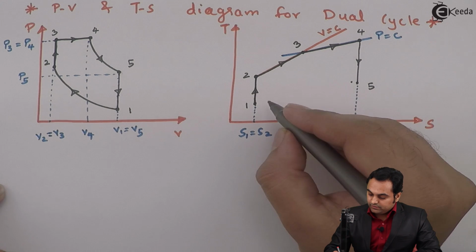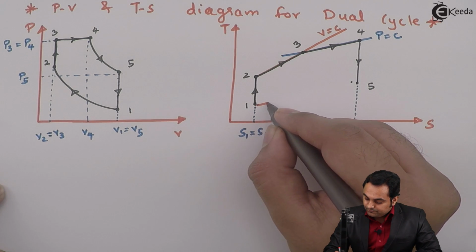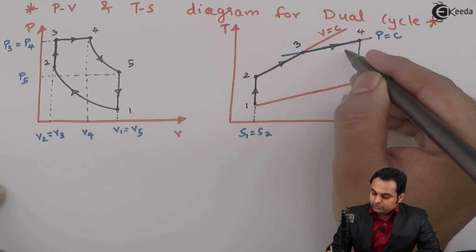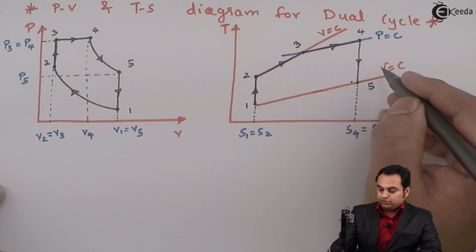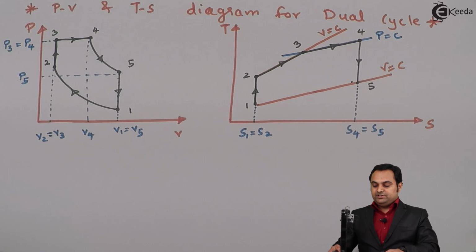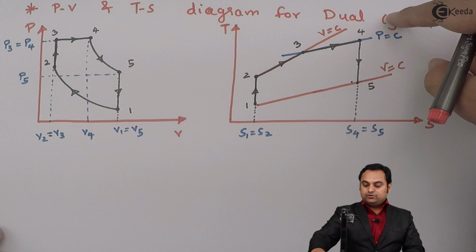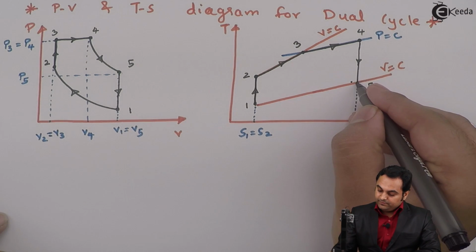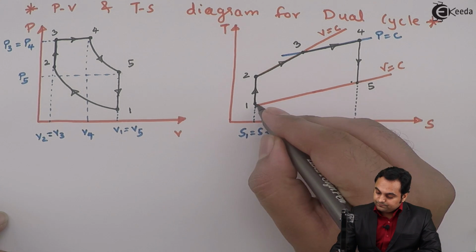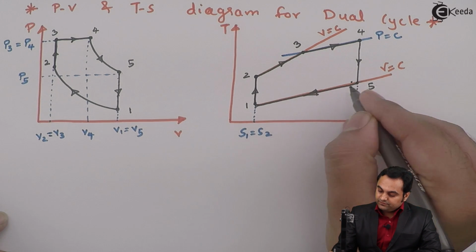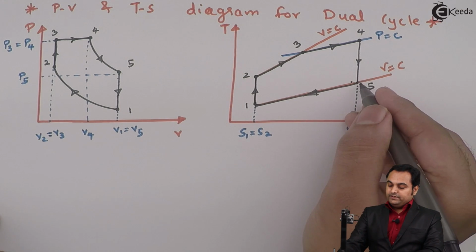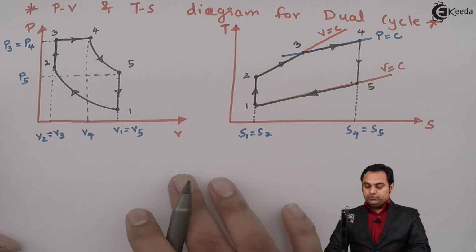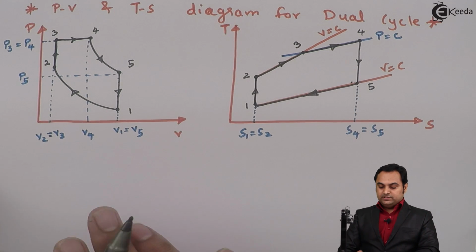So again there will be a constant volume line, and this should be of diverging nature, that is both the constant volume lines should not be parallel but should be of diverging nature. That is the nature of constant volume lines on a TS diagram. So from 5 to 1 there will be heat rejection, that is here is a heat rejection process where temperature drops from point 5 to point 1. So now I have shown the dual cycle on PV and TS diagrams.